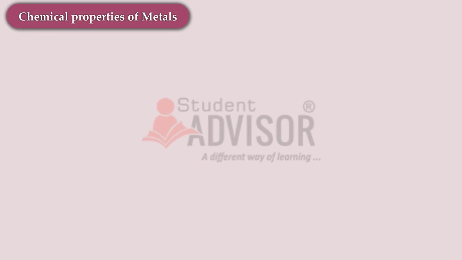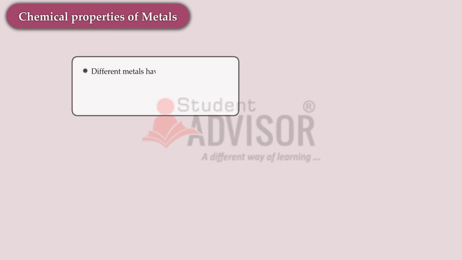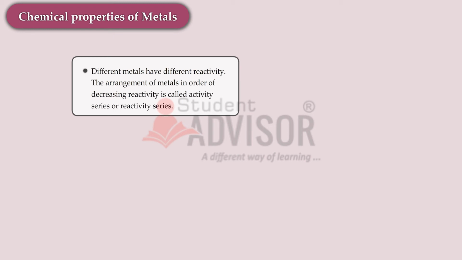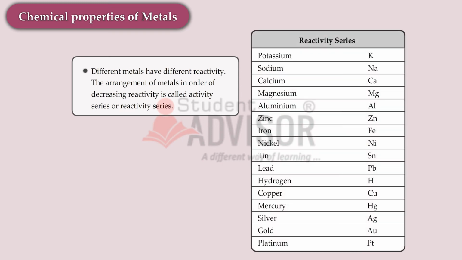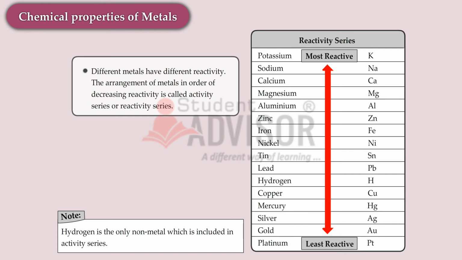Chemical properties of metals. Different metals have different reactivity. The arrangement of metals in order of decreasing reactivity is called activity series or reactivity series. Potassium is most reactive and platinum is least reactive. Note: hydrogen is the only non-metal which is included in activity series.